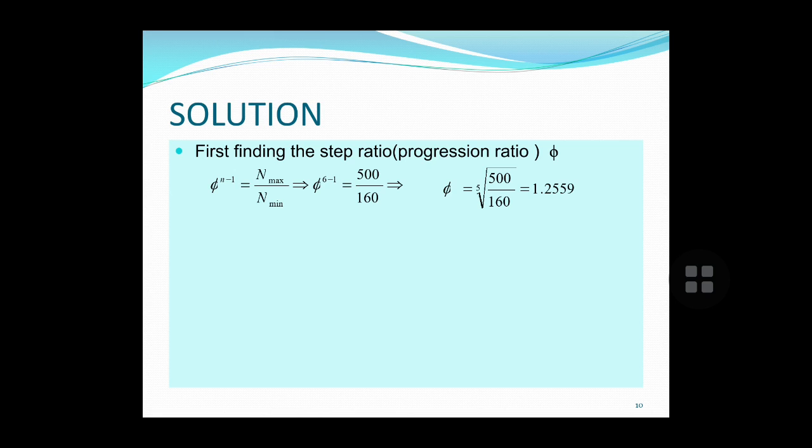So phi to the power n minus 1 is equal to n max by n min. We know the n max and the n min values, and n is 6. Substituting, we get 1.2559. It does not match the standard value.